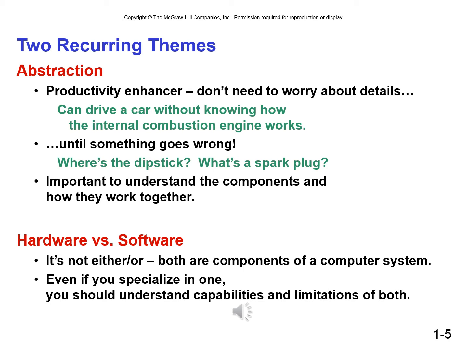And the second recurring theme is hardware versus software. And we're going to talk a lot about the instruction set architecture. And that is really the architecture necessary to execute the basic instruction set. And the basic instruction set is the machine language. What instructions can the processor, made up of these architectural components, execute?